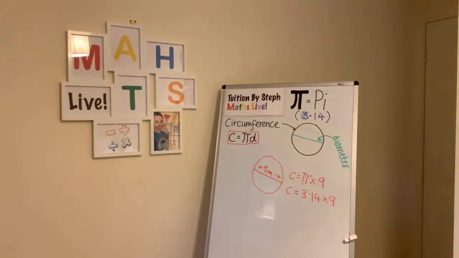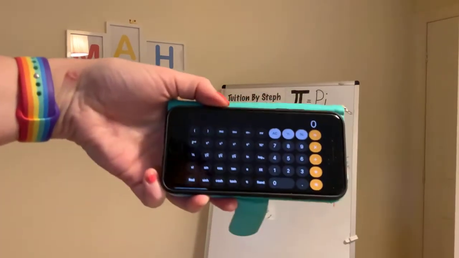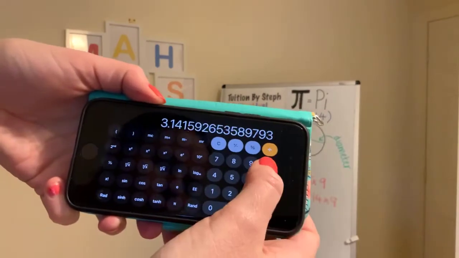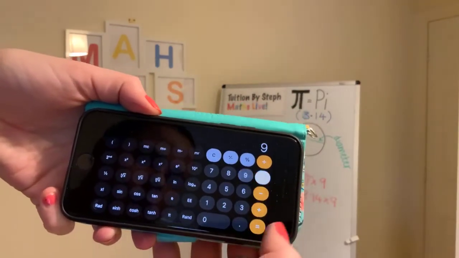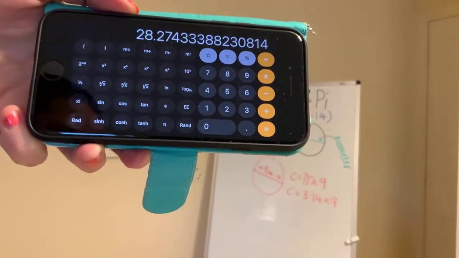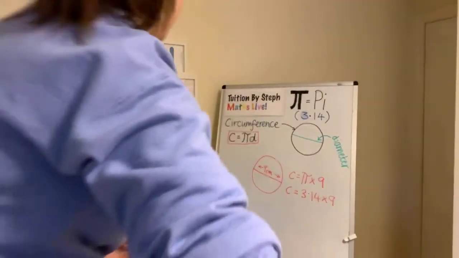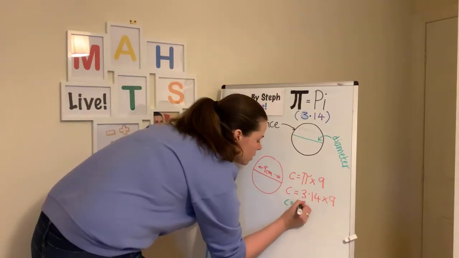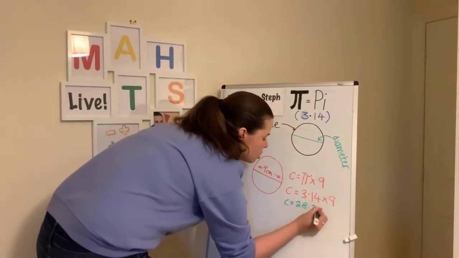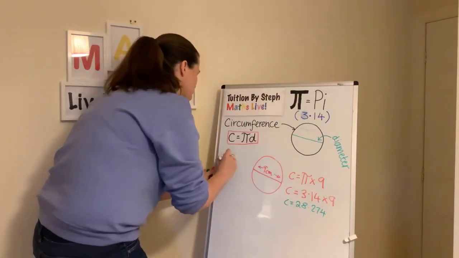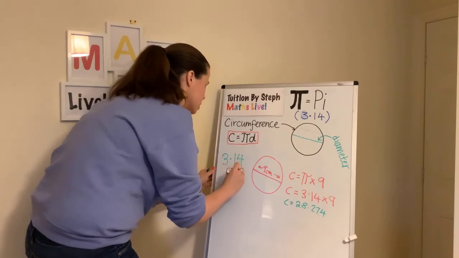Or I could click, I'll show you, let's have a go. Let's do it with the calculator. So, right, I'm going to click pi multiplied 9, that's my circumference, 28.274. But if it's a non-calculator paper, I do 3.14 times by 9.